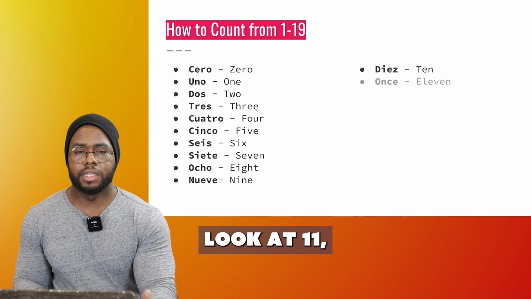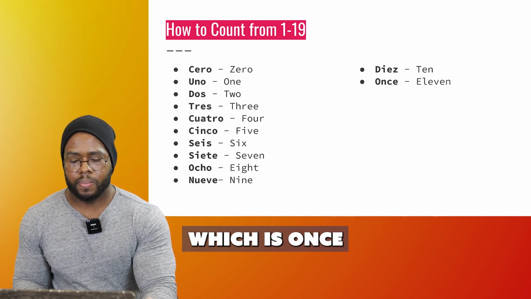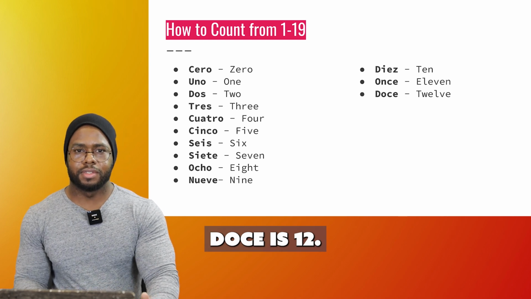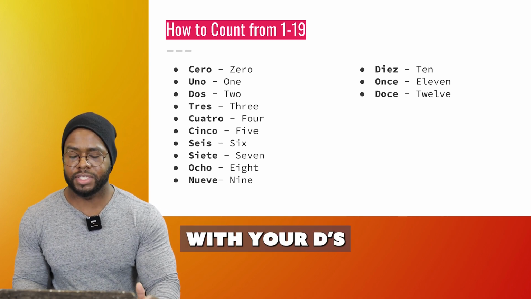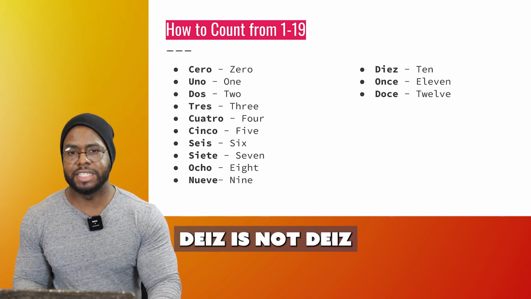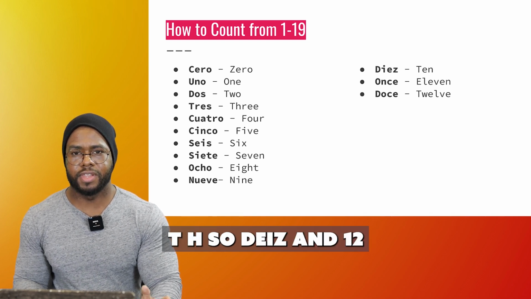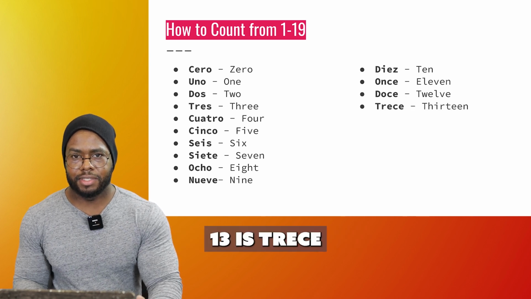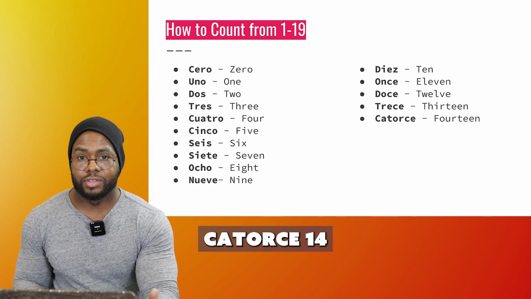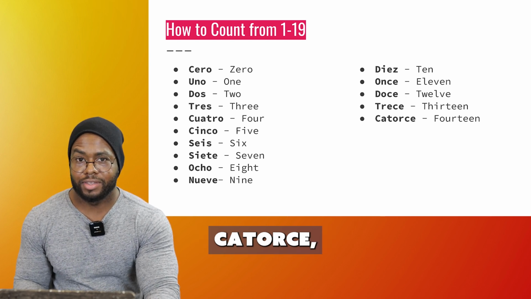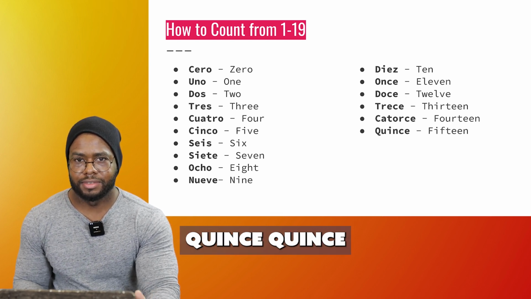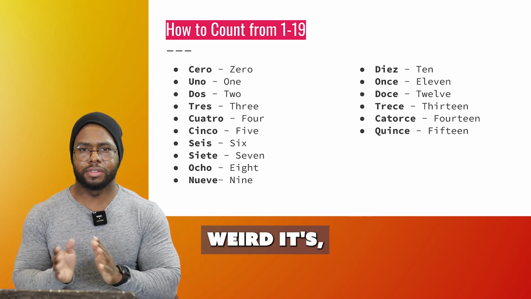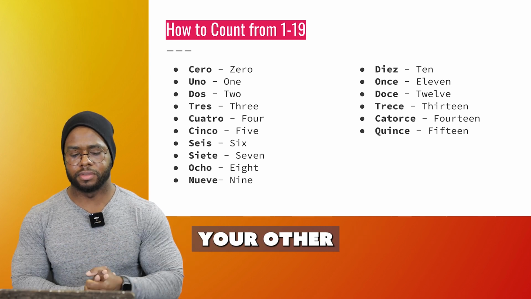Let's look at 11, which is once. Doce is 12, remember again with the D's. For diez, it's not diez, but rather like TH. So diez. And 12 is doce. 13 is trece. 14 is catorce. Quince, and that's 15. So from 11 to 15 is a little bit weird. It breaks the pattern of how your other numbers are going.